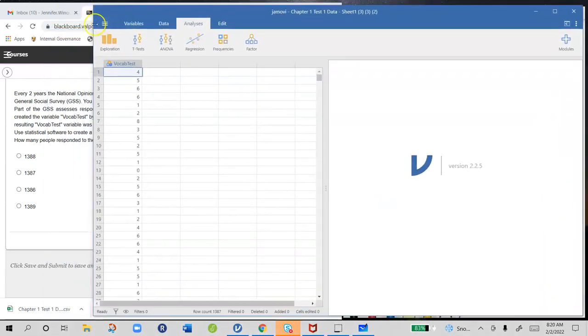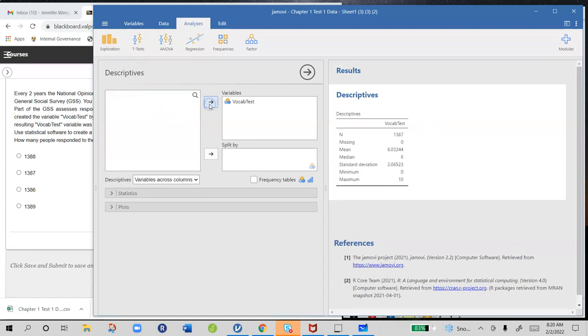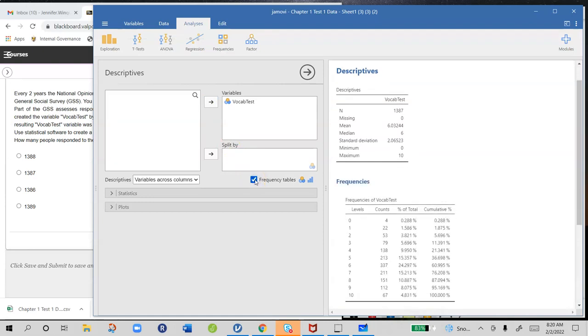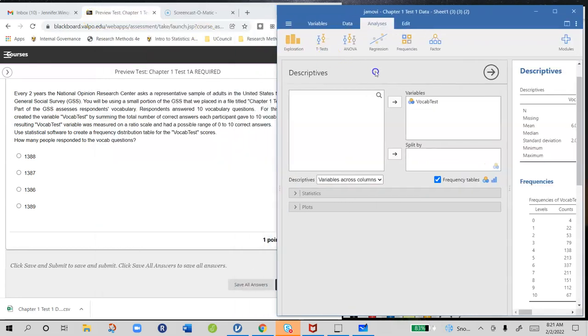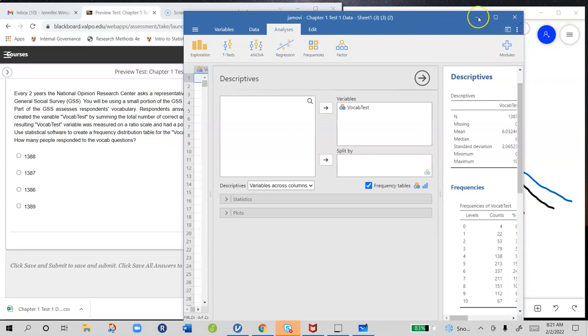Okay. So in this case, I need to start by creating a frequency distribution table. I'm going to click on Exploration and click on Descriptives and move Vocabulary Test over into the Variables box. Then I want to get a frequency distribution table, so I'm going to click on the Frequency Tables box. Okay. So first thing you can note here is the N is the sample size. We have 1,387 people who responded to this survey. So if you go back to this question, the first question is how many people responded to the survey, and in this example we have 1,387.